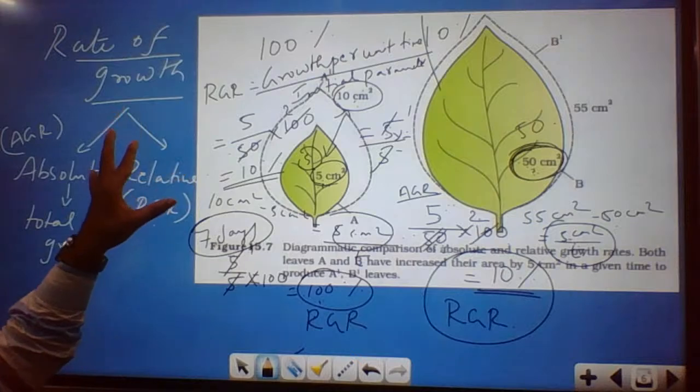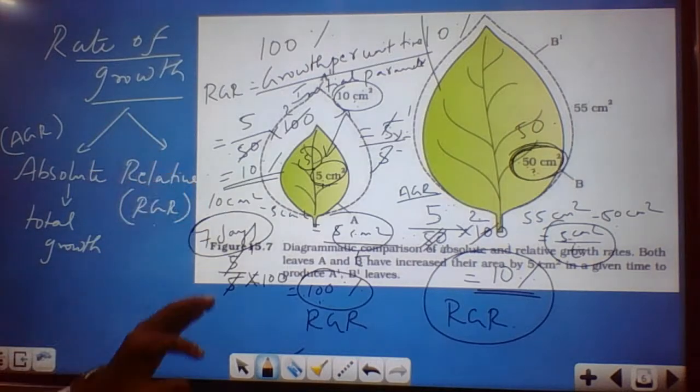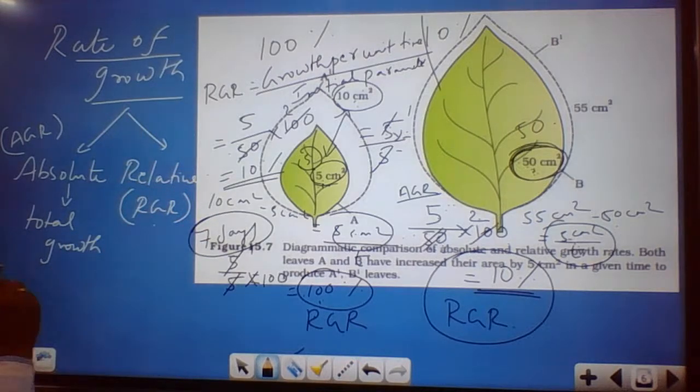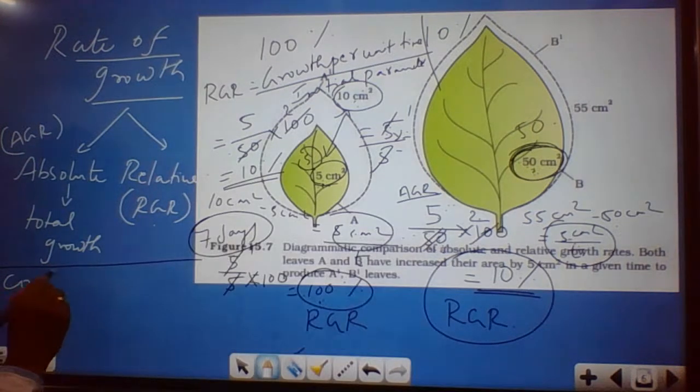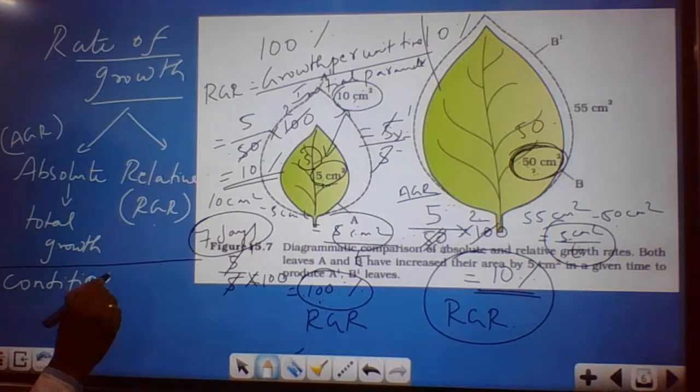The rate of growth we have completed. Next, conditions for growth. What are the conditions which are required for growth? You might already know what the conditions are. Light is a main, important factor.